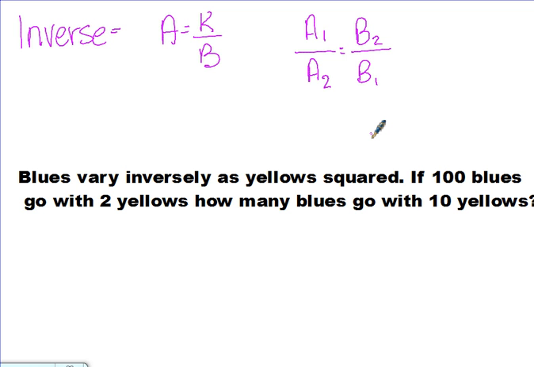Let's look at the second example. Go ahead and write this down in your notes. Blues vary inversely as yellows squared. If 100 blues go with 2 yellows, how many blues go with 10 yellows? Copy that down in your notes again. Blues vary inversely as yellows squared. If 100 blues go with 2 yellows, how many blues go with 10 yellows?